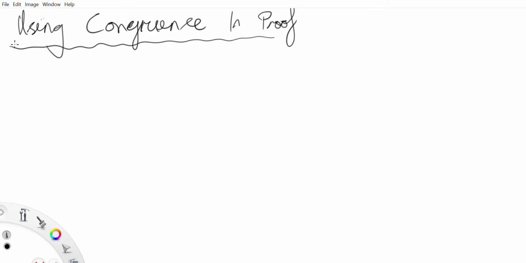Hey everyone, welcome to the next exercise. This is exercise 7E, using congruence in proof.